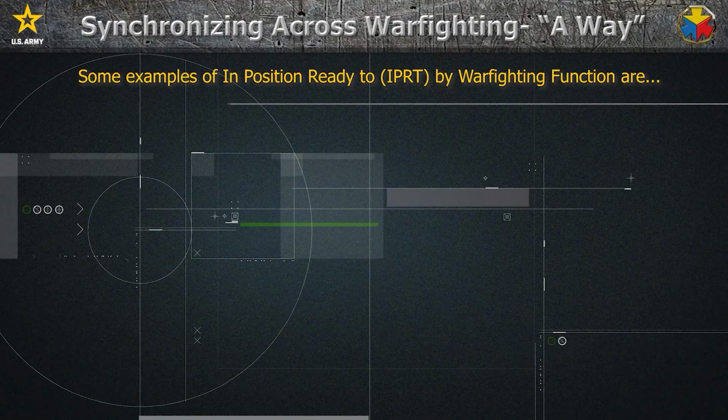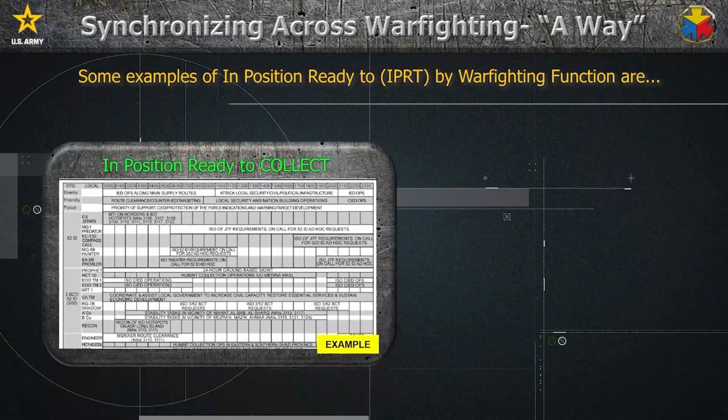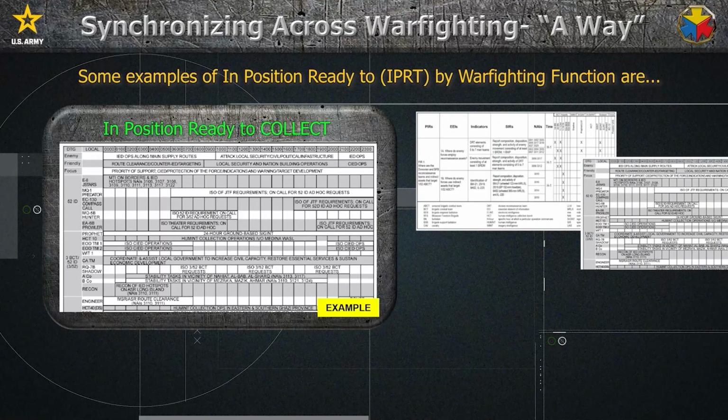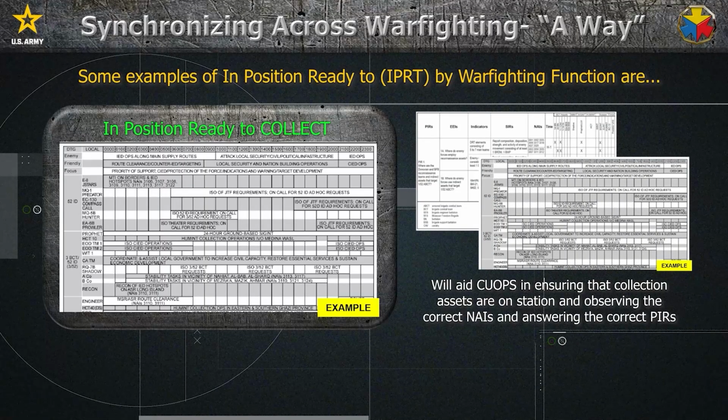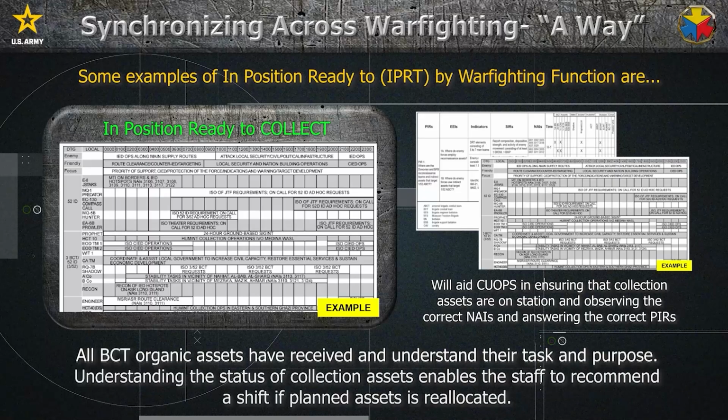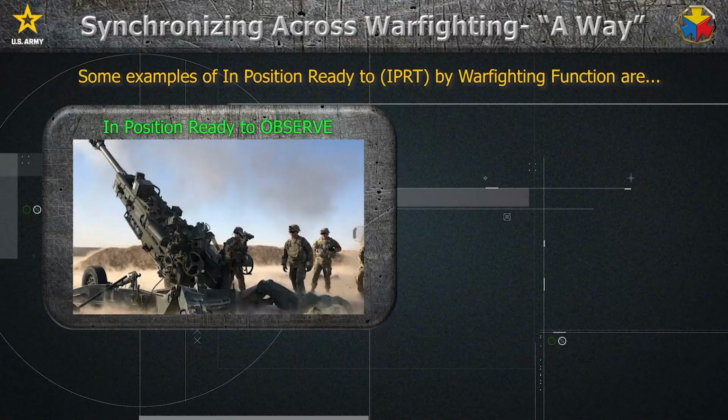Some examples of in position ready to by warfighting function are in position ready to collect. The intelligence collection matrix and intelligence collection synchronization matrix will aid CUOPs in ensuring that collection assets are on station and observing the correct NAIs and answering the correct PIRs. Furthermore, all BCT organic assets have received and understand their task and purpose. Understanding the status of collection assets enables the staff to recommend a shift if planned assets are reallocated. In position ready to observe.